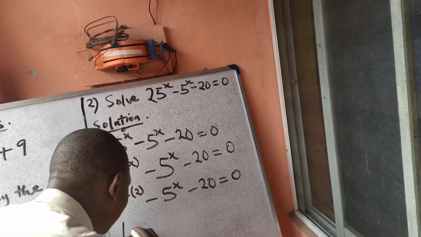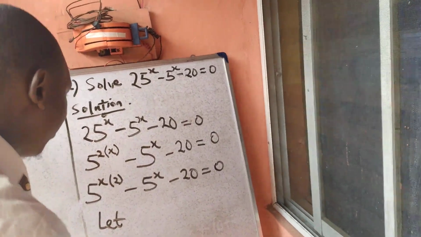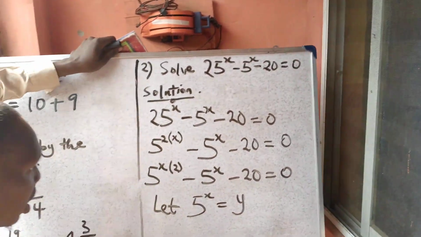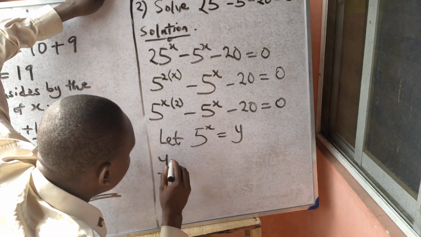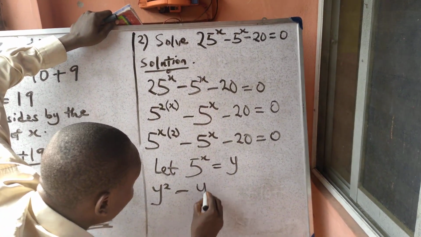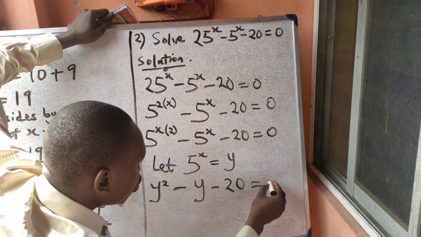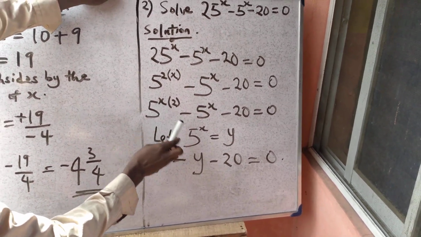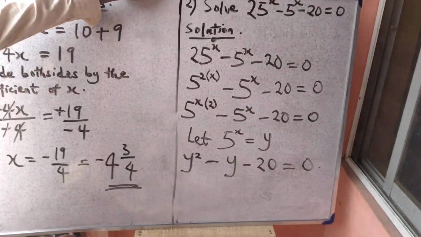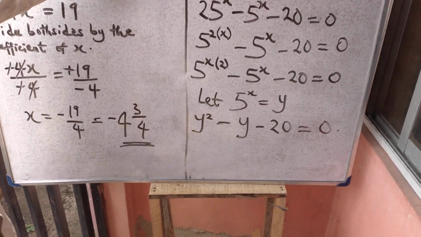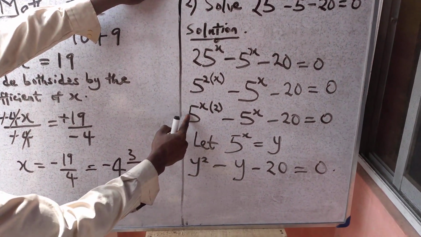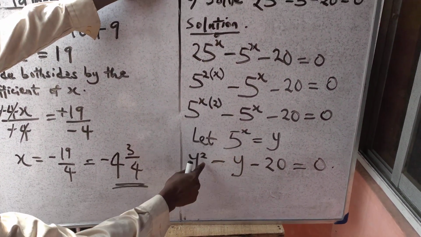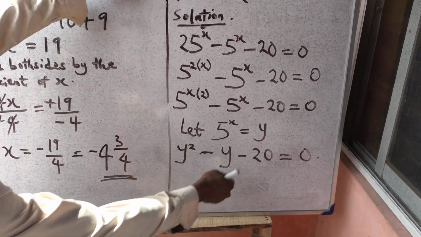You say, let 5 raised to power x be equal to y. And if that is the case, this then becomes y raised to power 2 minus y minus 20 equals 0. Remember, we established a relationship that 5 raised to the power x is equal to y. So anywhere you see 5 raised to the power x, you simply substitute it with y. So this is y raised to the power of 2, and this one now is y, minus y, minus 20 equals 0.